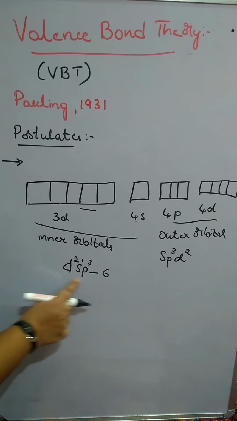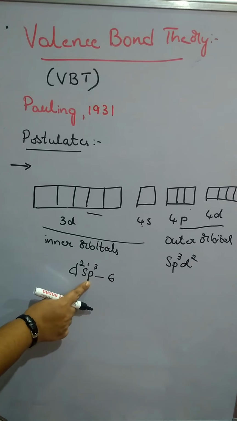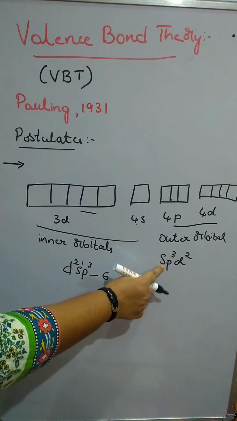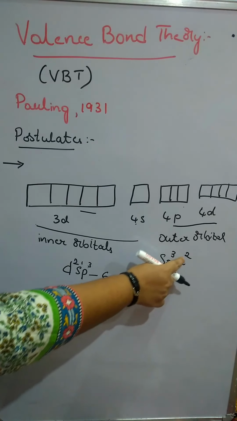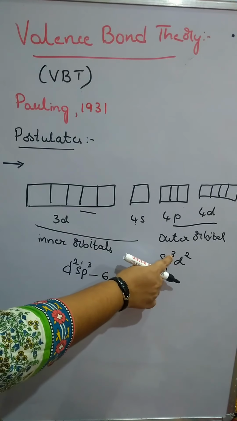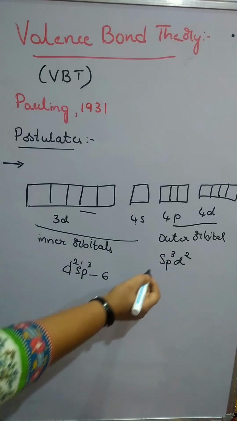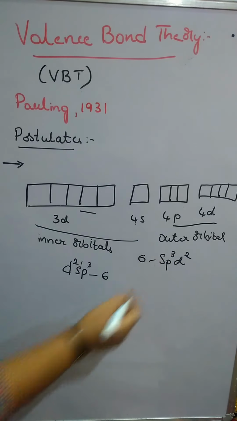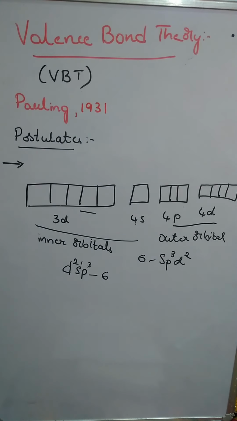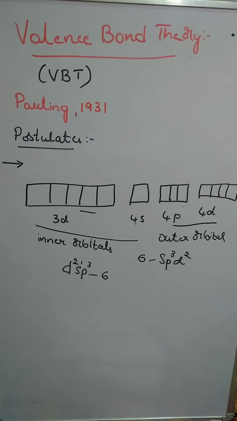If the metal is showing d2sp3, here also it is the same thing: s1, p3 and d2, that is 1, 3, 4, 5 and 6. So if 6 orbitals are there, the coordination number will be 6. If 6 is the coordination number, it forms the octahedral complex, or the geometry is octahedral geometry.